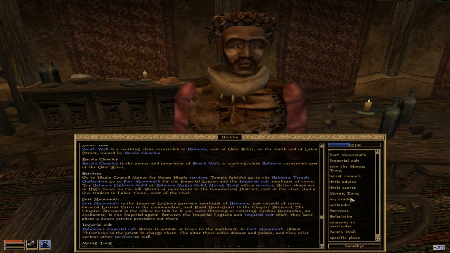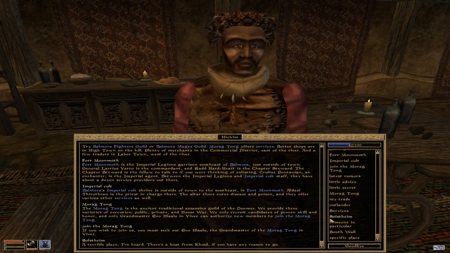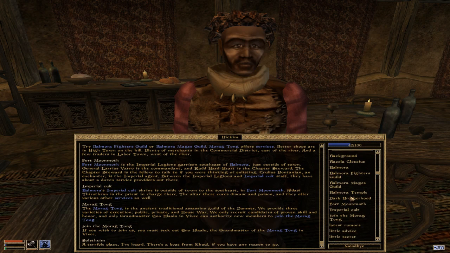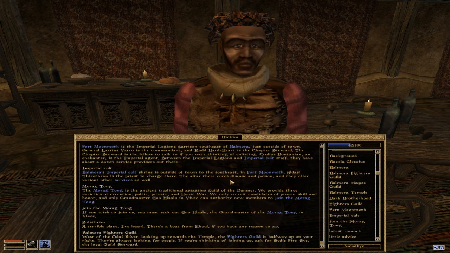Okay. That we will not read. Okay, let's talk about the Fighters Guild and Mages Guild.